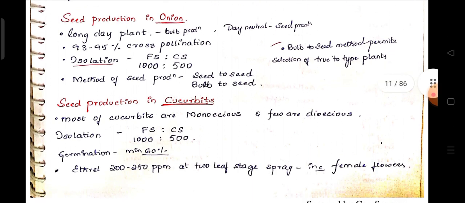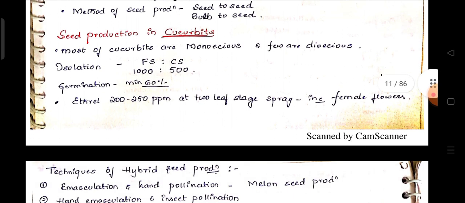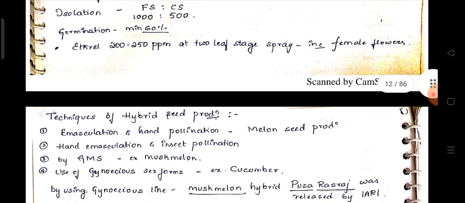Coming to seed production in cucurbits, most cucurbits are monoecious and few are dioecious. Monoecious means male and female flowers are found on the same plant, whereas dioecious means on different plants. Okay. So isolation distance is 1500 here. Germination minimum is 60%. Ethrel 200 to 250 ppm sprayed at the 2 leaf stage increases the female flower numbers.